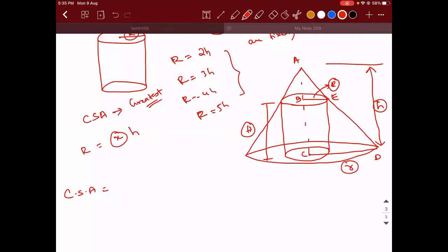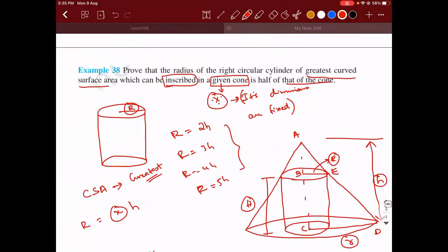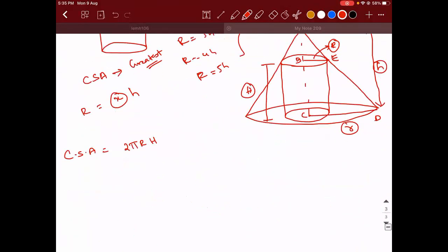What is the curved surface area of a cylinder? Is it not 2 pi R H? Correct? It is 2 pi R H. Now see, in this problem, what value are you supposed to maximize? The right circular cylinder has the greatest curved surface area, means the curved surface area has to be maximum. Since this chapter falls under the applications of derivatives, we need to take the help of derivatives to solve this problem. But we are clear with one fact: you can differentiate something only if the given function depends on one variable.